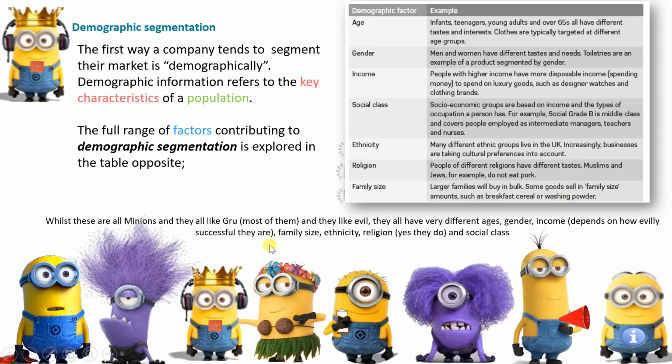So as you can see, whilst all these are minions and they all like Gru, well most of them, and they all like evil, well most of them, they all actually can be seen as having very different ages, gender, income, depends how evilly successful they are, their family size, ethnicity, religion, yes they do actually have a religion if you've watched the Minions movie, and social class. So even minions can actually demonstrate a demographic profile.